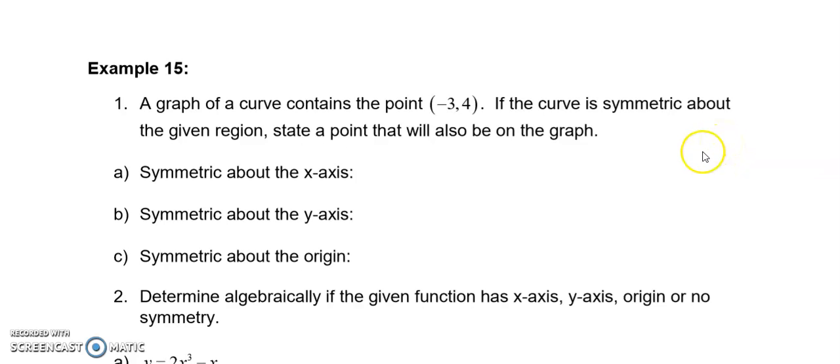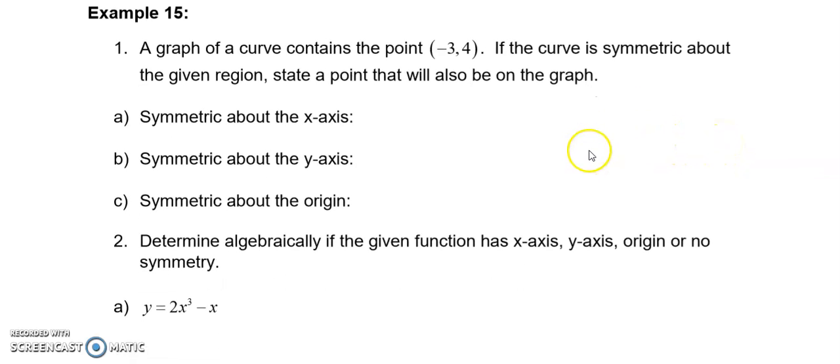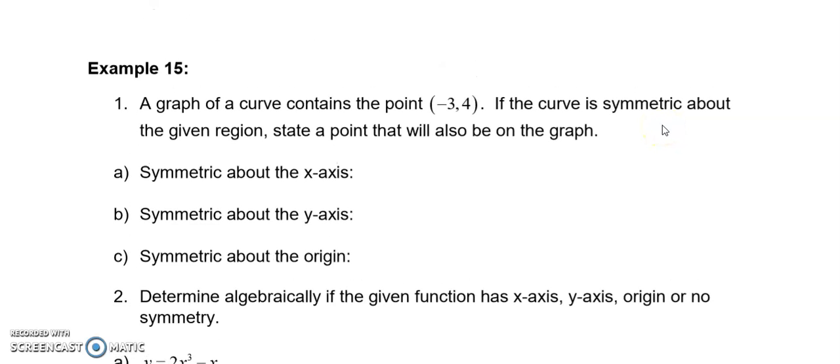Now, so we're on page 31. Let's look at example number 15 first. Now, this example here is not asking you to use those tests. What is this example asking? Well, it says if you have a graph of a curve, what if that curve contains the point -3 and 4? All right. So if the curve is symmetric about the given region, there's three parts here, three different regions, state a point that will also be on the graph. So you must tell me, what's another point that's going to be on this curve?